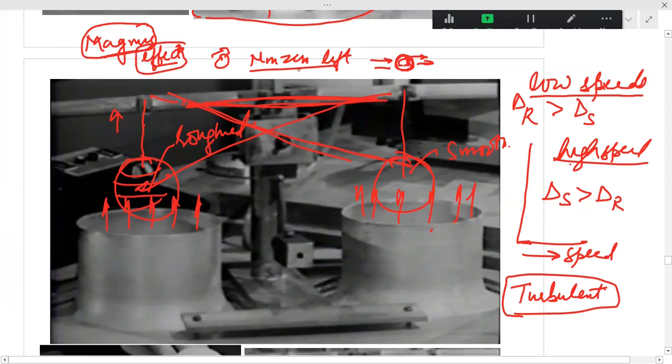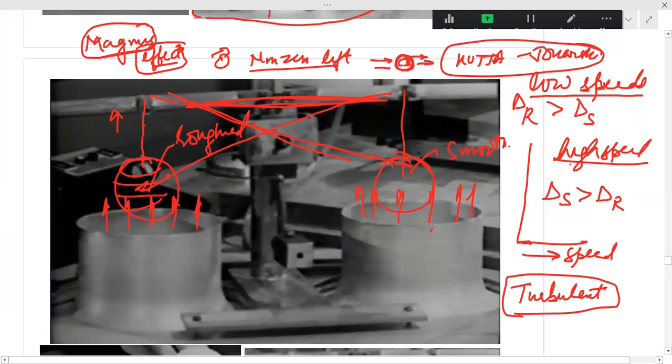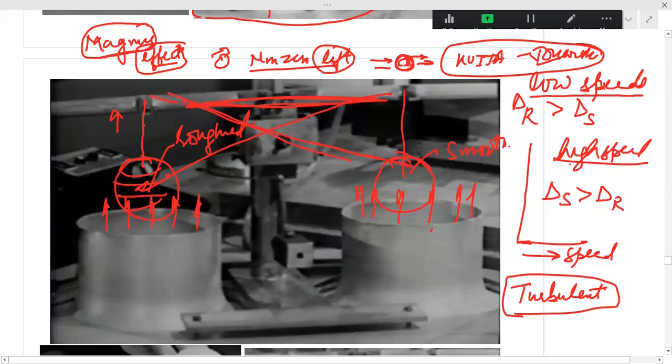The magnitude of this was actually found by two scientists, and that is called the Kutta-Joukowski theorem. We will not go into detail of that. These were German and Russian scientists who quantified the magnitude of this lift force, and Magnus was the person who actually physically saw this effect. So that is a little bit different, but it is on similar lines.